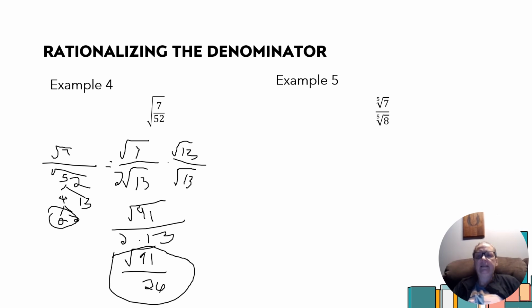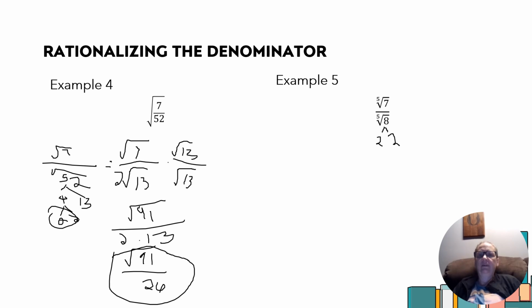All right, example 5, I have fifth roots. Again, I want to simplify first. So you're going to say, but the fifth root of 8 doesn't really simplify. And no, it does not. But it helps me in that I don't have to multiply by 4 more fifth roots of 8. That would be a pain in the butt.